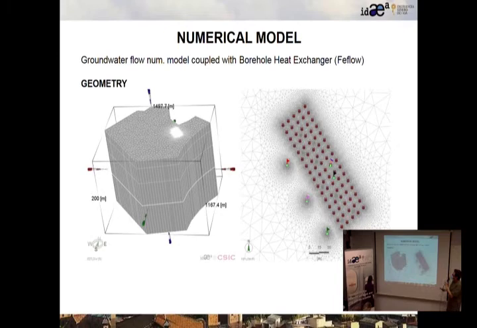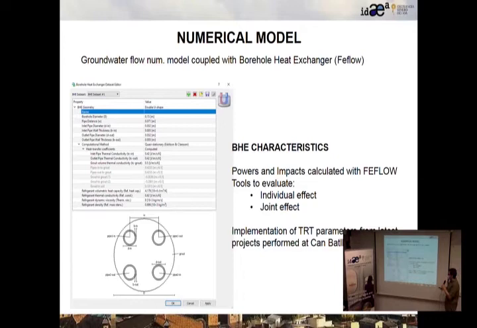So to understand the behavior of these systems together with the groundwater system, we performed a groundwater flow numerical model coupled with borehole heat exchangers in FEFLOW. This is the distribution of the 18 heat exchangers that the builder wants to construct in this area. There are five observation points. And we evaluated what could be the optimal distribution of the pipe out and the pipe in of water in each heat exchanger.